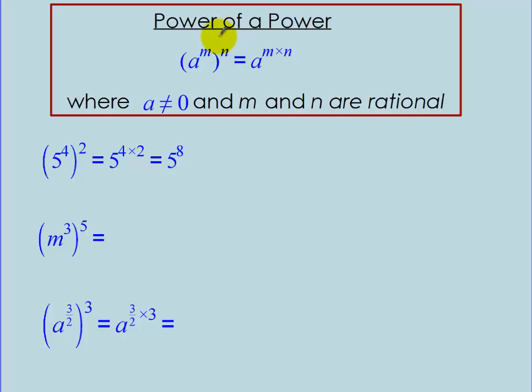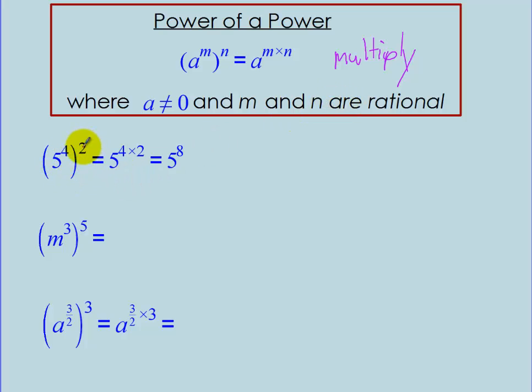Next one, power of a power. So a to the m, all of that to the n power. So when you have a to the m to the n power, you can write that as a to the m times n power. You multiply in this case. So why does it work in this case? So that's the example right here. So a can't be 0 and m and n are rational. So let's do some examples here.